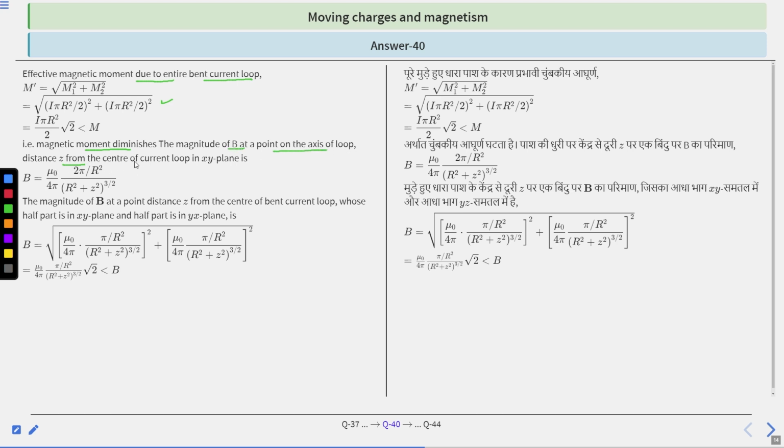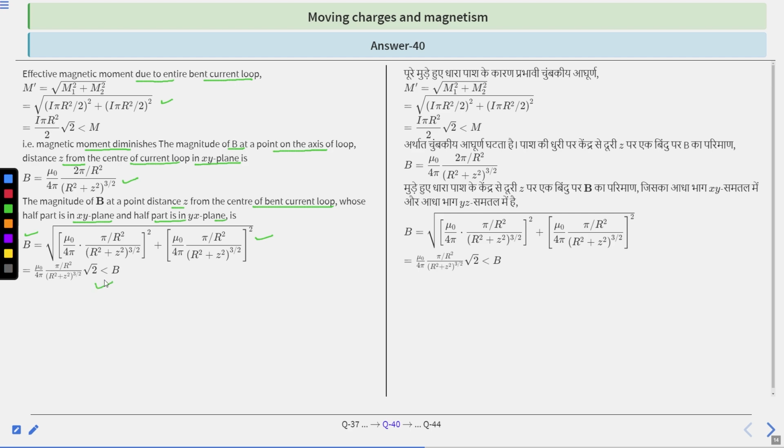The magnetic field B at a point on the axis of the loop at distance z from the center of the current loop in the xy plane is B equal to mu naught by 4 pi, 2 pi m divided by r square plus z square whole power 3 by 2. The magnitude of B at a point at distance z from the center of the bent current loop, whose half part is in the xy plane and half part in the yz plane, is this. Solving, you get B equal to mu naught by 4 pi divided by r square plus z square whole power 3 by 2 multiplied by root 2, which is less than B.